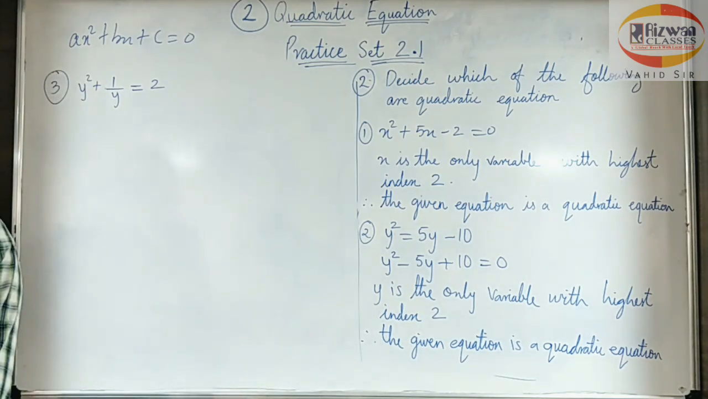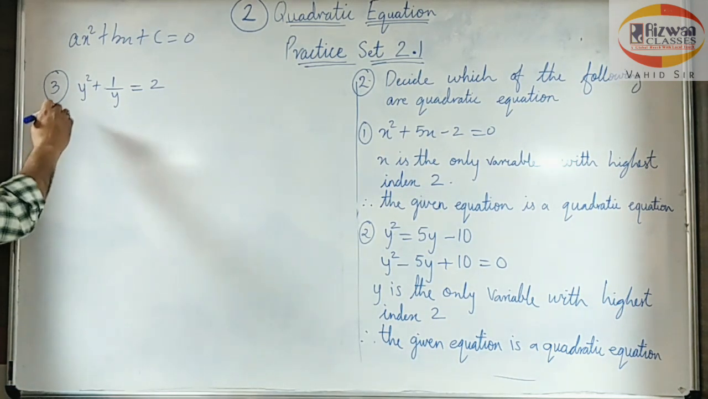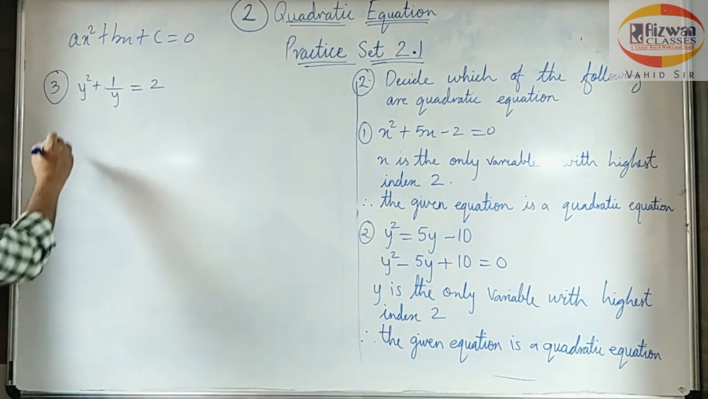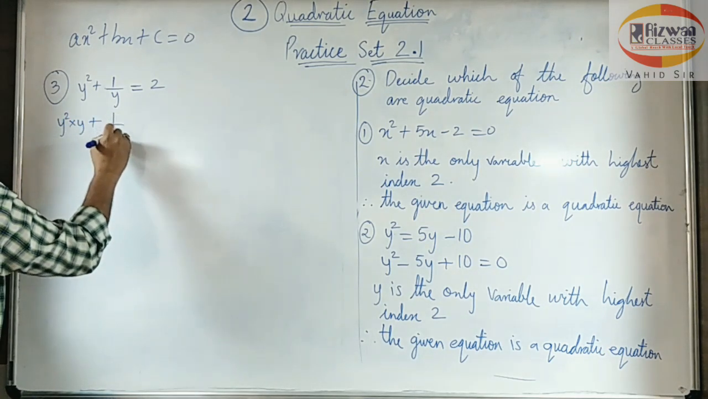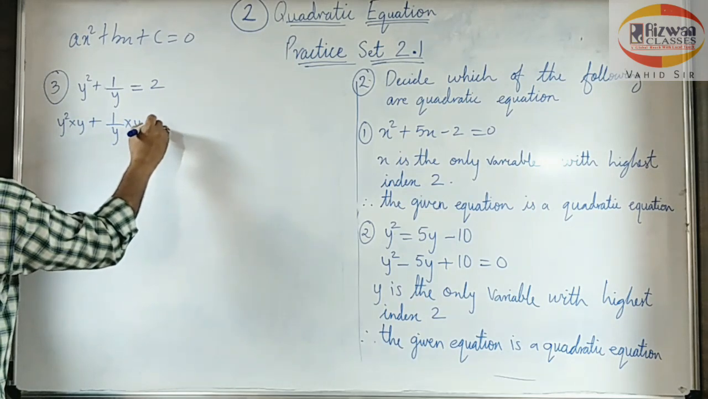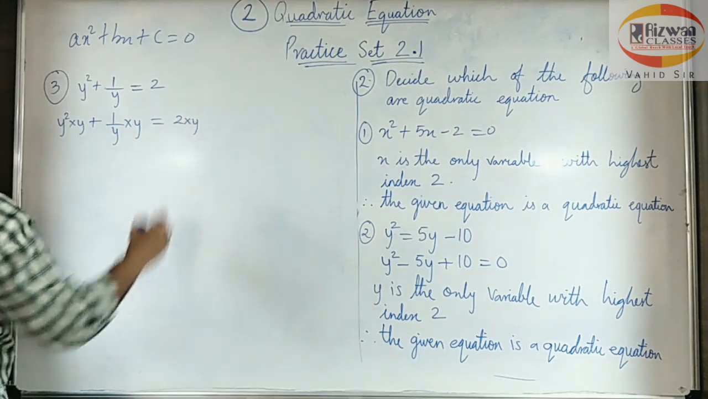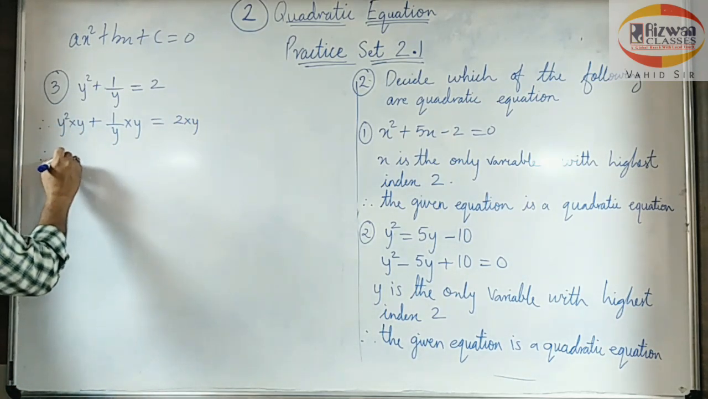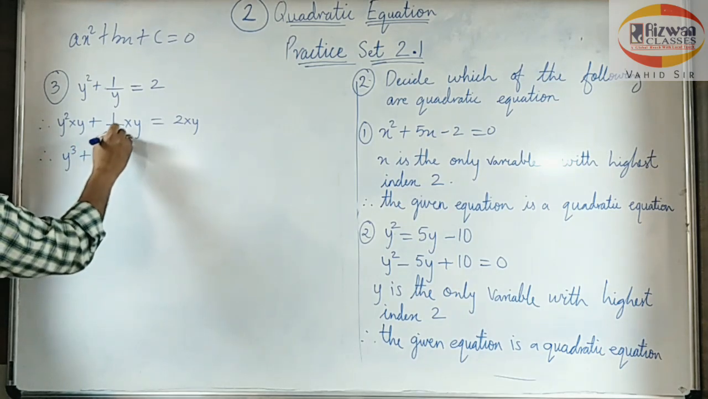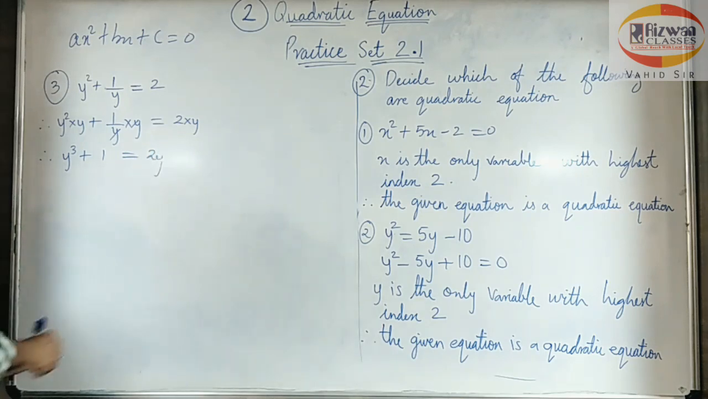Now let's start with this. How do I get rid of the denominator? I'll be multiplying throughout by y. So this y square I'll be multiplying by y, plus 1 upon y I'll be multiplying by y, is equal to 2 into y. Can you see this? So y square into y, I'll be getting y cube, plus y will get cancelled, you'll be getting 1 is equal to 2y.